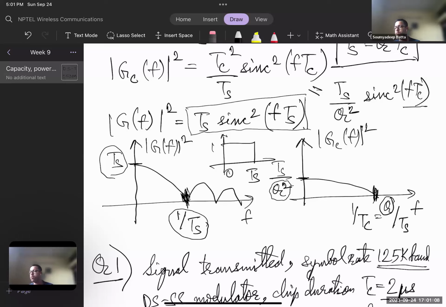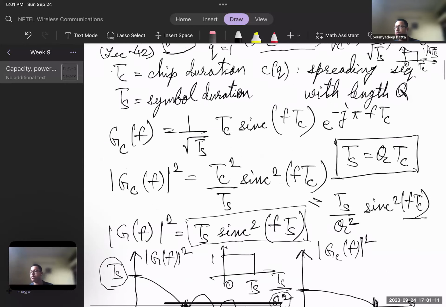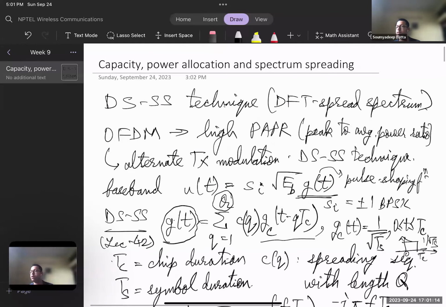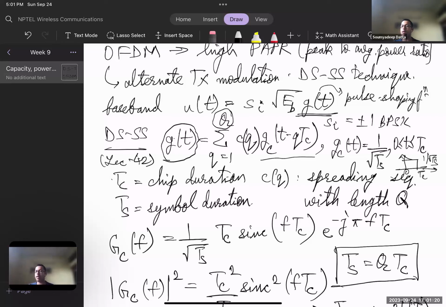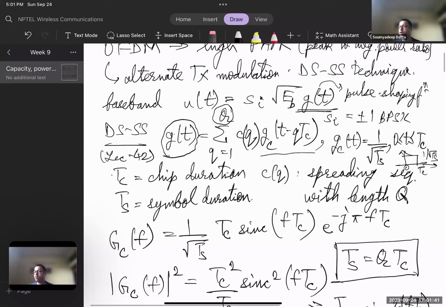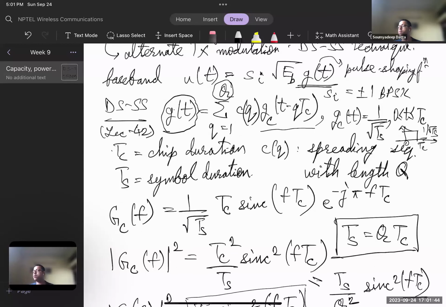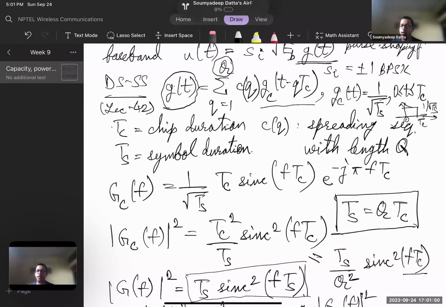Now for your chip function, instead of using that traditional rectangular function, you are taking a smaller rectangular function, with 1 by root Ts gain from 0 to Tc. And then you are shifting this rectangular function by the chip interval, by 1 Tc, 2 Tc, etc., for a total of capital Q chips, or capital Q length of the spreading sequence. So your symbol time Ts comprises Q small chips. This is how you encode it. Ts is equal to Q Tc, right?